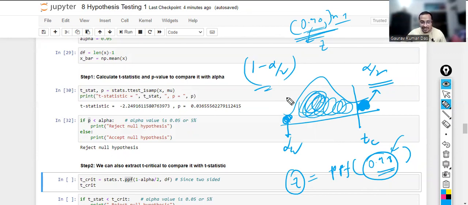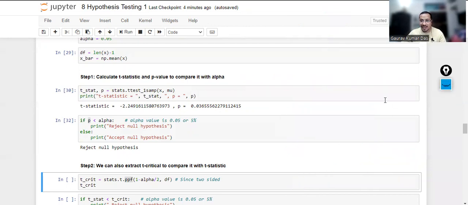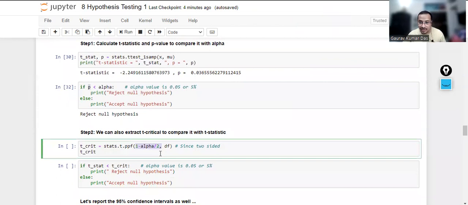Got it? So that is why, instead of directly putting the alpha value, it will be 1 minus alpha by 2. First of all, it's two-sided, that's why I'm doing alpha by 2, and it will be 1 minus, because I have to find the area less than that particular point. From the left-hand side, I have to calculate. Whatever value of Z or T we calculate, it's always from the left-hand side, right? So that is the trick. This is how you need to understand.